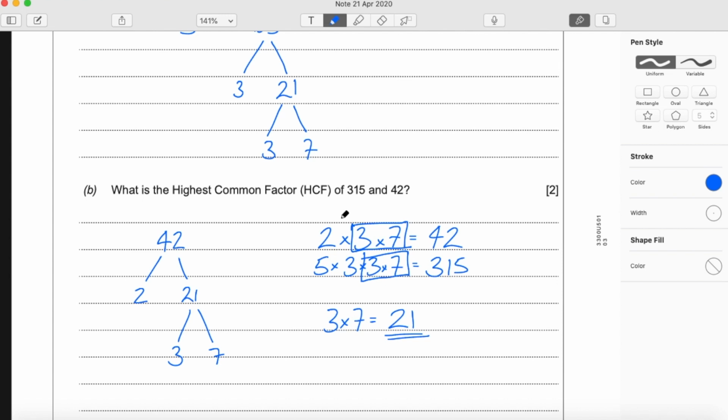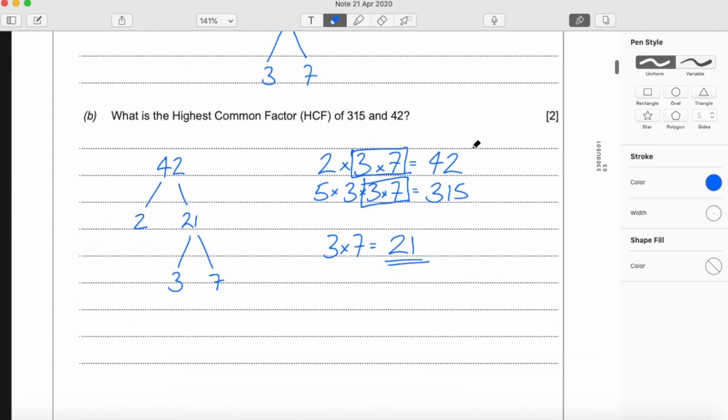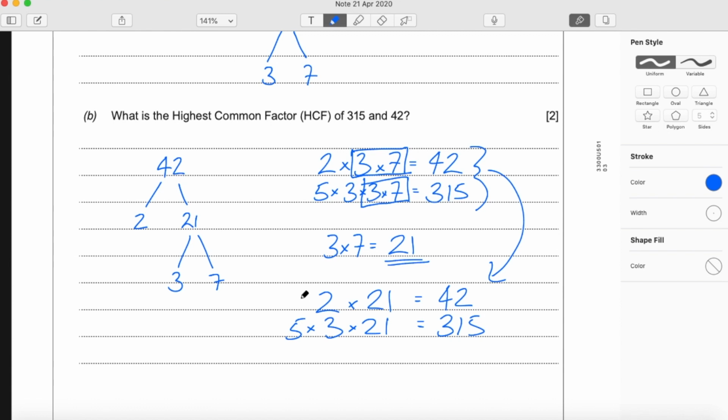Obviously there are other common factors. 3 is a common factor and 7 is a common factor. However, 21 is also a common factor since 3 times 7 is 21. Obviously, an alternative way to show this would be that 2 times 21 is 42, and 5 times 3 times 21 is 315.